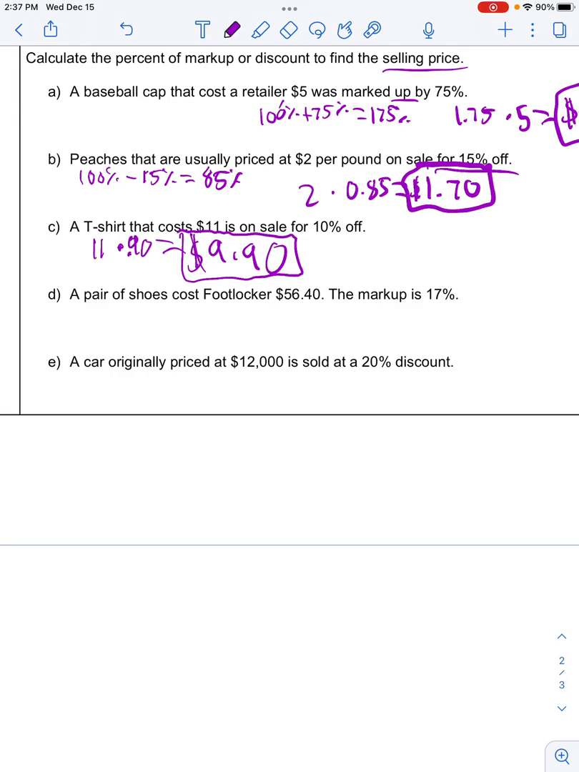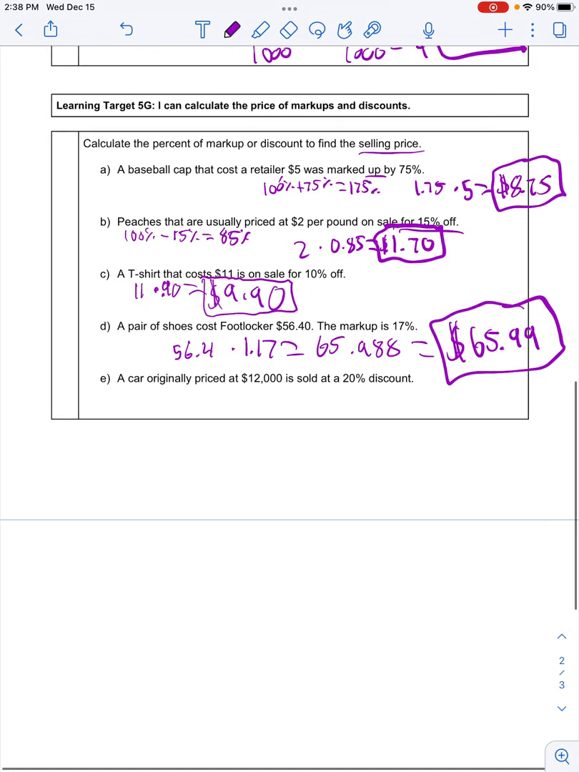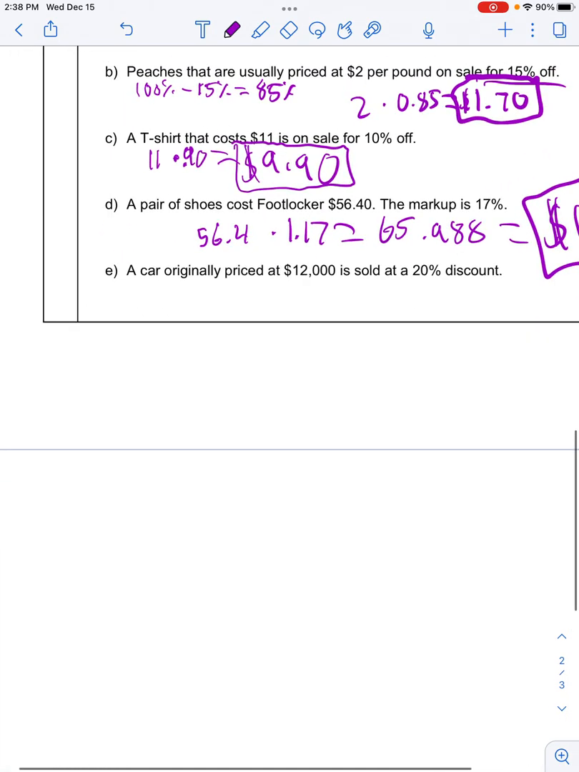A pair of shoes costs Foot Locker $56.40. The markup is 17%. So 56.4 multiplied by 1.17 is 65.988. Remember, we can't have more than two decimal places for money. So we're going to round that up to $65.99.